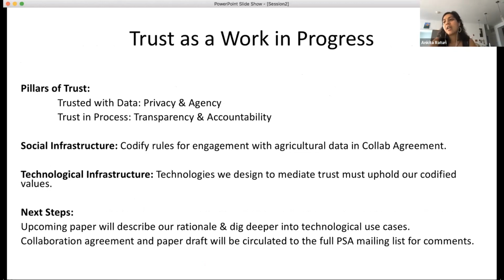And if you have any thoughts on privacy and how to codify rules for engagement within our network, please feel free to reach out so we can have a little chat about social and technical infrastructure for cultivating trust in PSA. And I think that's all I have.